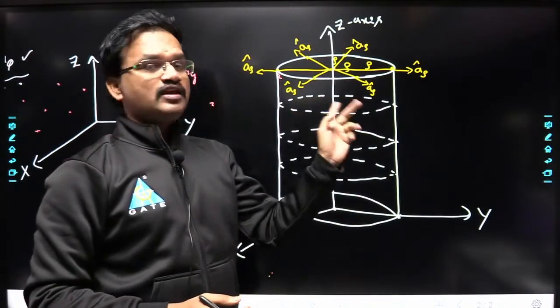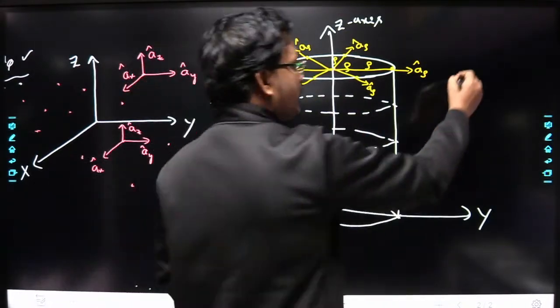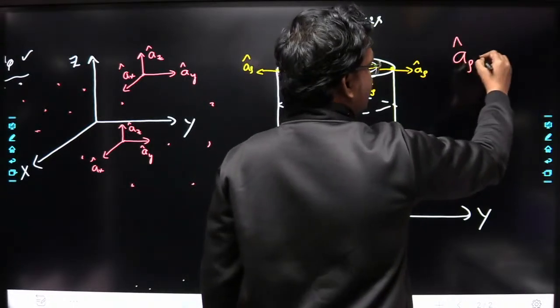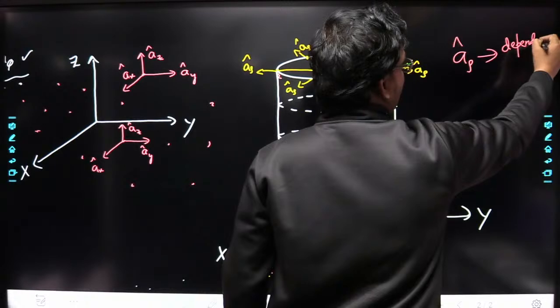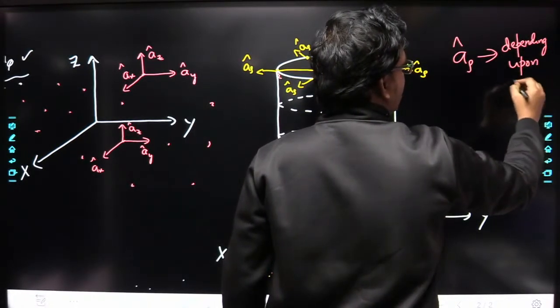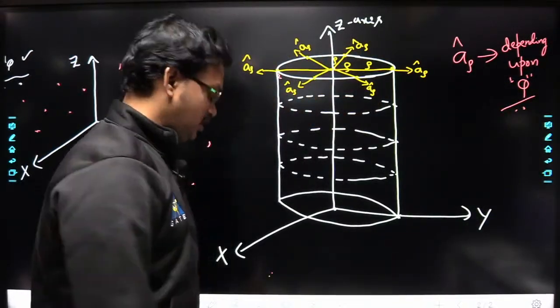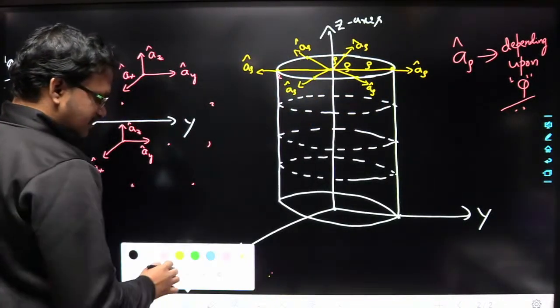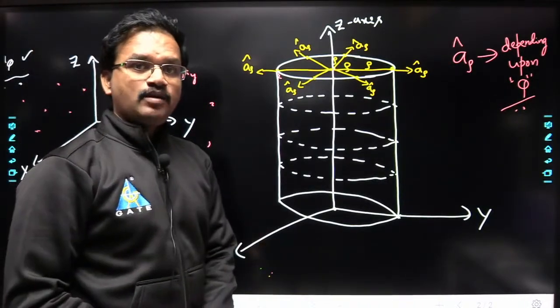Okay. So as the phi value changes, the direction of a_phi cap is changing, and hence a_phi cap is depending upon what? It is depending upon phi. Understood? Okay. So now you may get a doubt, sir, whether this a_phi cap is depending upon rho or not. Is it depending upon rho or not?